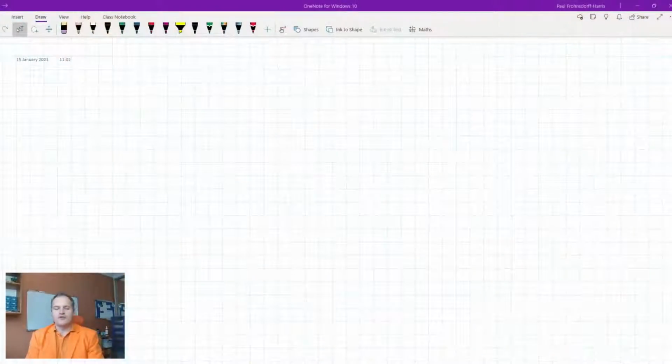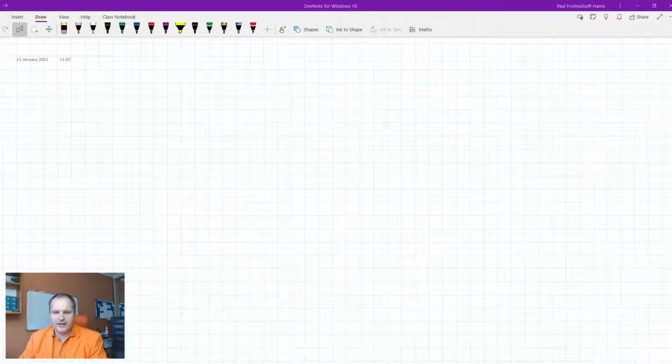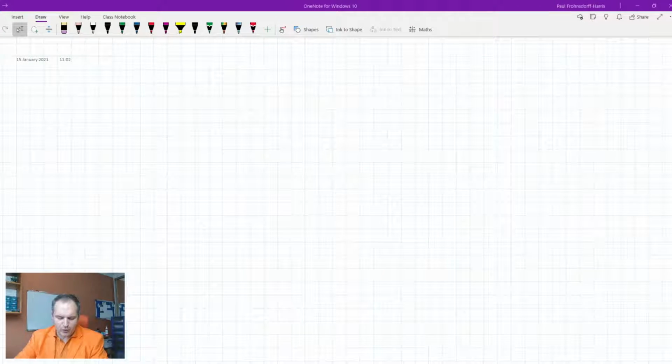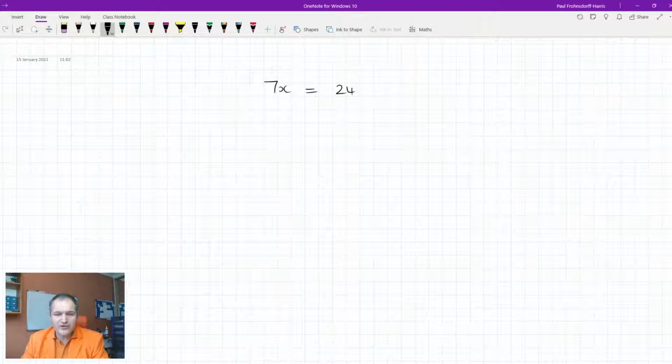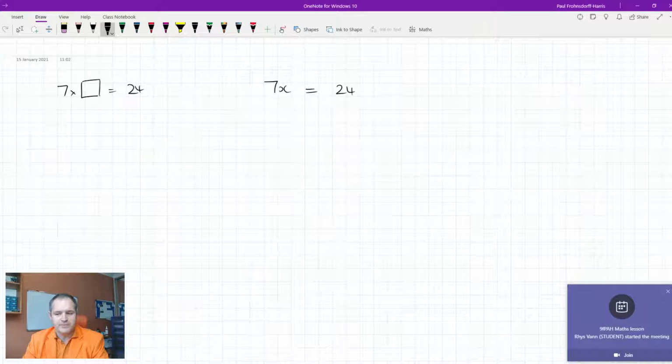So, going straight over to my whiteboard here, we're going to talk first of all about what an equation is. Because before we can understand solving equations, we really got to understand what's going on. All we're saying, if we come across 7x equals 24, is that 7 times something that we don't know is equal to 24.